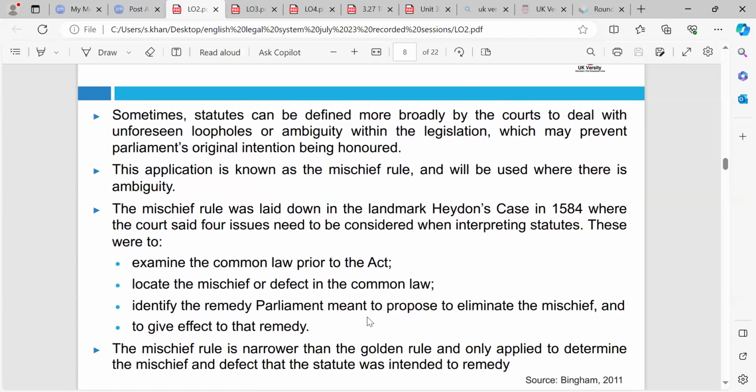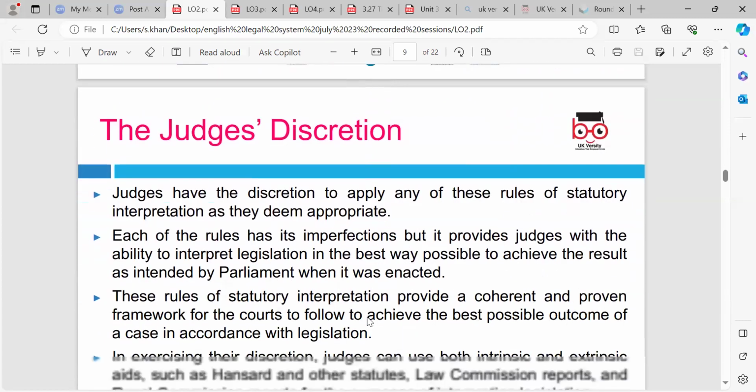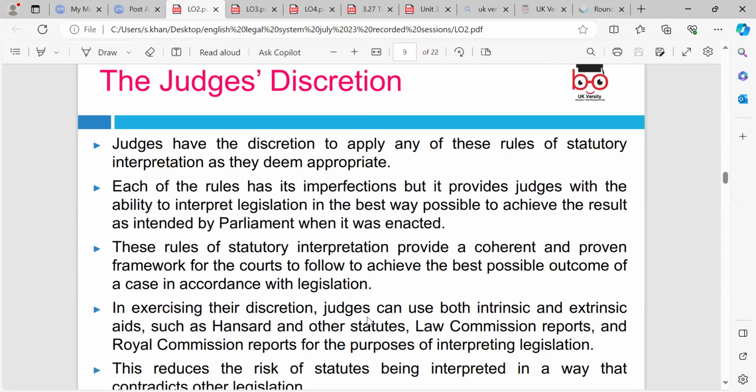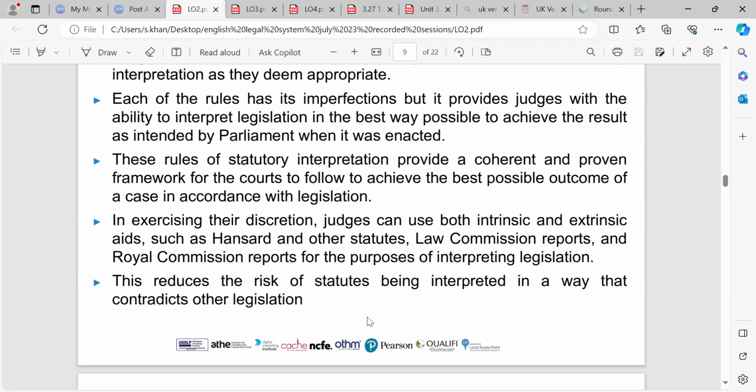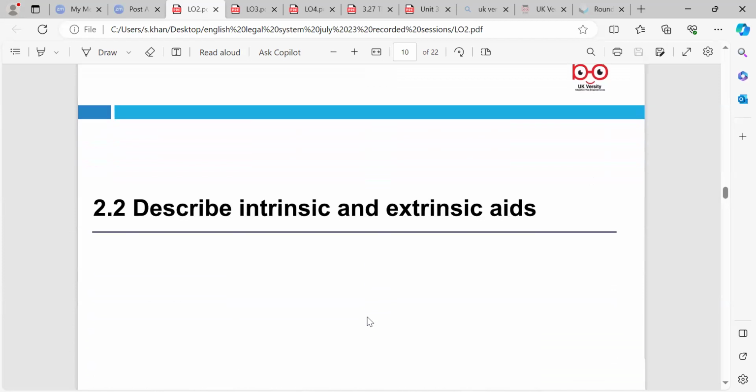We then looked at the mischief rule and the landmark case of Heydon's Case in 1584, where the court identified four issues when interpreting statutes. We then went on to the judge's discretion as well, and that's really important because it provides judges with the ability to interpret legislation in the best way possible to achieve the best result for the individual. And in exercising the discretion, judges use, like we said, intrinsic and extrinsic aids, which is the next part.